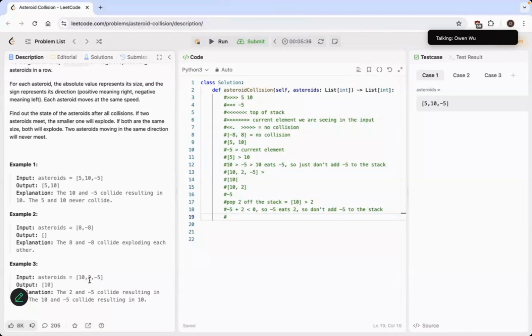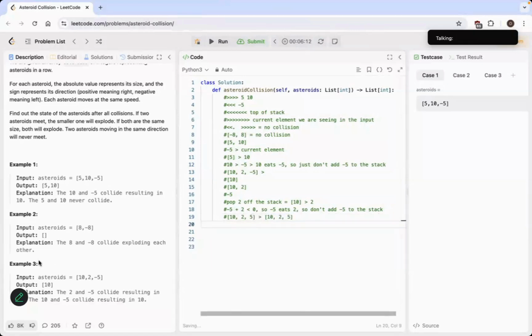We don't have to do anything to the stack because -5 was never added to the stack. We just pop 2 off the stack without adding -5 because -5 is the one that ate 2. So if this guy cancels this guy out, then we're going to actually pop from the stack. If this guy eats this guy, then we're just going to leave whatever's on the stack. So for example, if we had 10, 5, then the final result would be 10, 5 because there is no possibility for any kind of a collision.